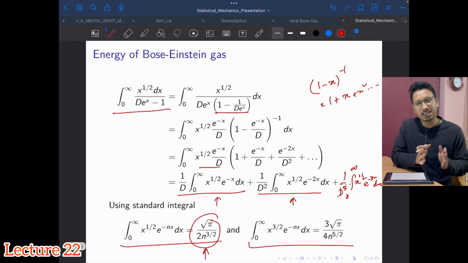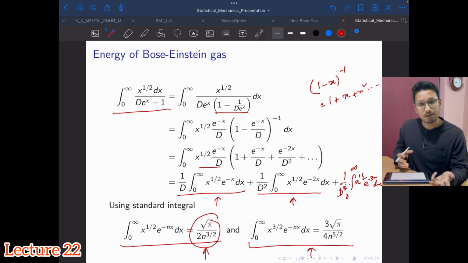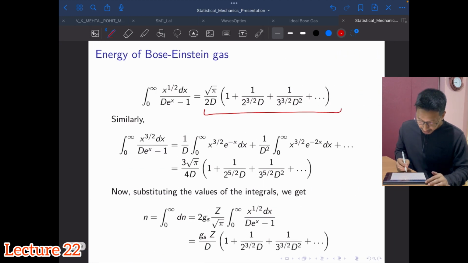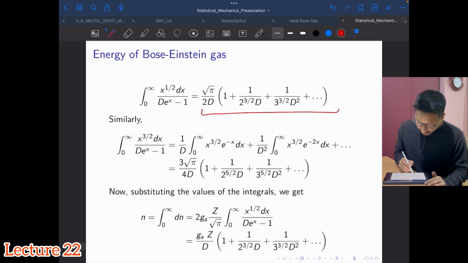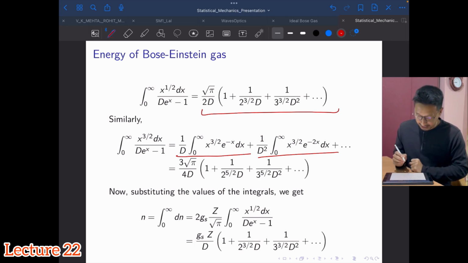You take common this d into e to the power x, then keep doing this binomial expansion, and at each and every step you can copy and paste. The only thing is that the exponent of x will change. Then you use the standard integral formula, and you will end up getting again a similar kind of expression, an infinite series of integrals. Then using the values of the standard integral, you will get this expression.